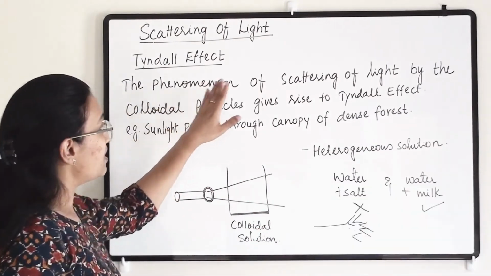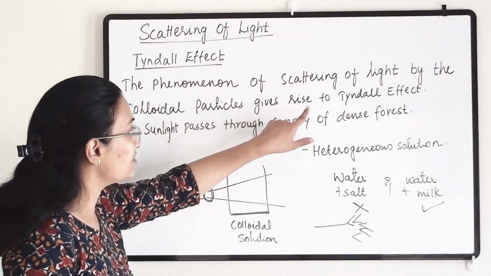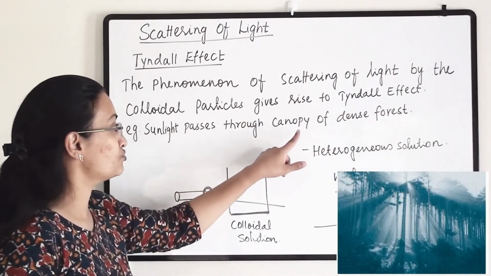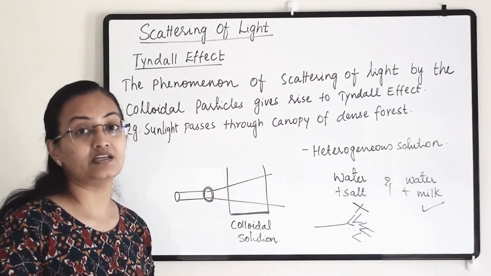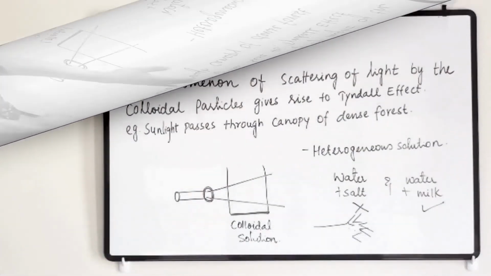So the phenomenon of scattering of light by colloidal particles gives rise to the Tyndall effect. For example, sunlight passes through the canopy of a dense forest. So when scattering of light happens through any medium, that is known as Tyndall effect.